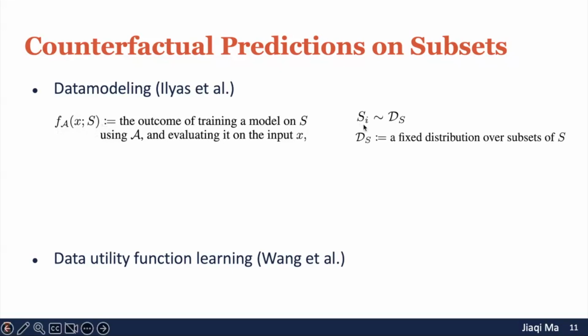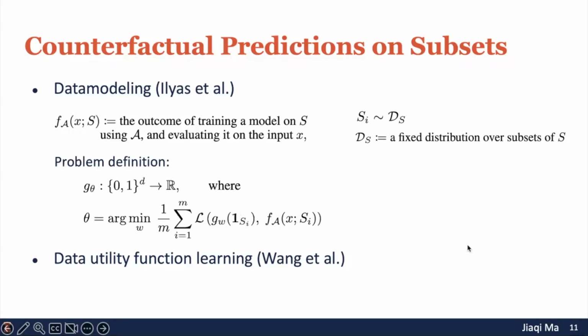Now we have some subsets, S_i, of the training set S. And we can write the target function F with S_i as the input. And this means this target function will output the outcome of the model trained on this subset S_i using the learning algorithm A, and still evaluated at the test data point X.